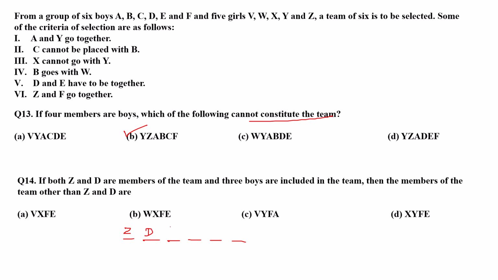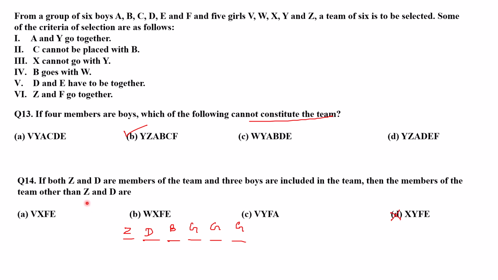Now there should be one boy and the rest should all be girls, isn't it? So one boy and three girls should be there. Now you have to see which members can form the team. So you have to see the conditions. First of all, X cannot go with Y. If you see X and Y here, they are going together, so D is not the option.